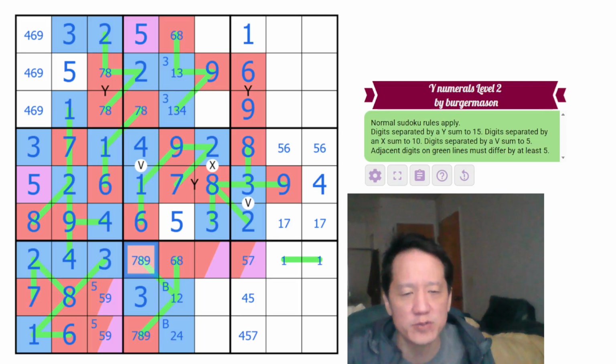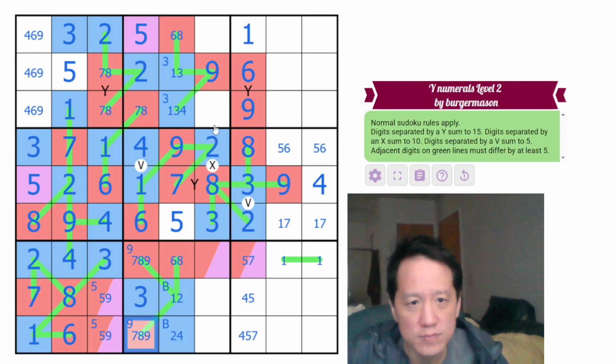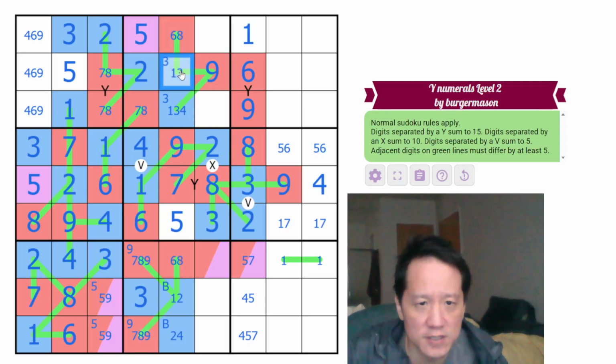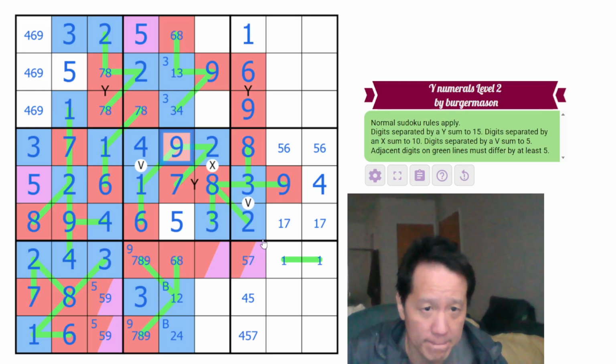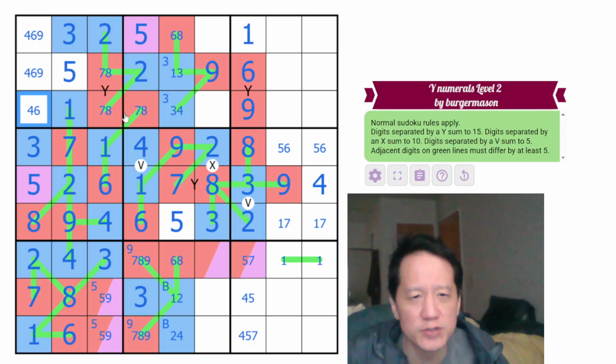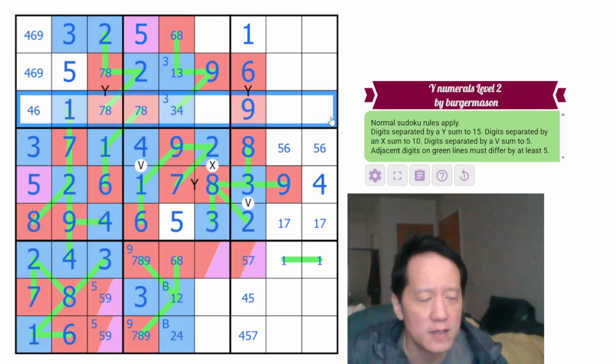That doesn't really help us much. If this is 6, this has to be 1. So either way, 1 has to be one of these two cells, which means this cannot be 1. This can't be 9. We also have a 7-8, 7-8 pair in row 3, which eliminates 7 and 8 from the rest of the row.